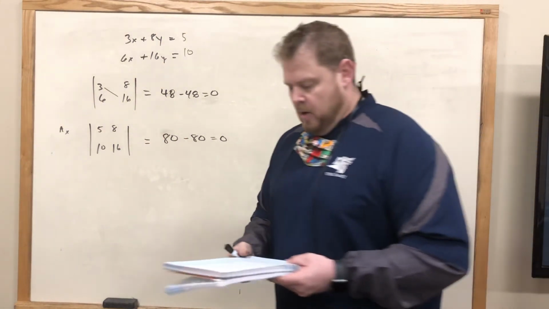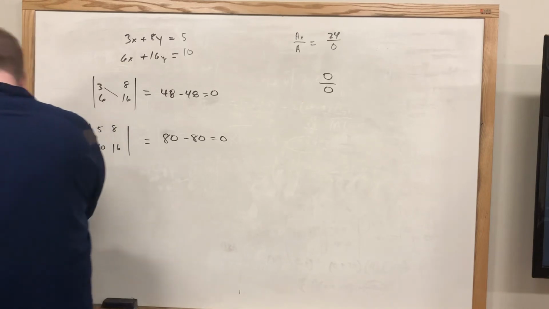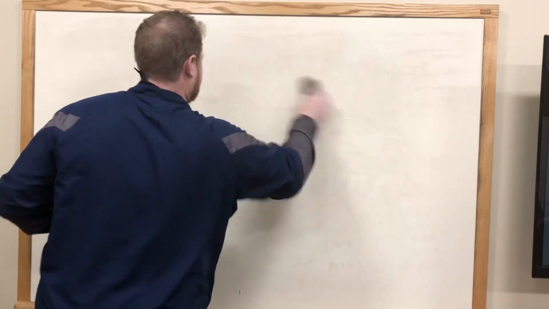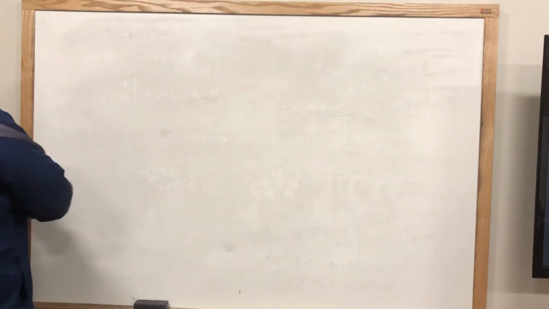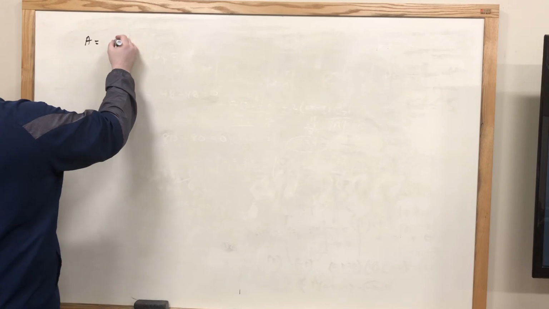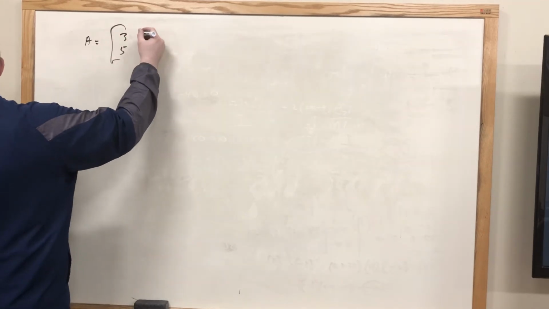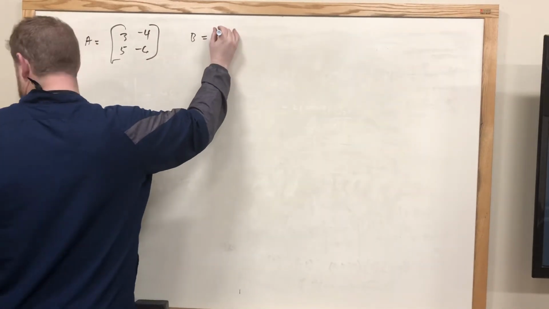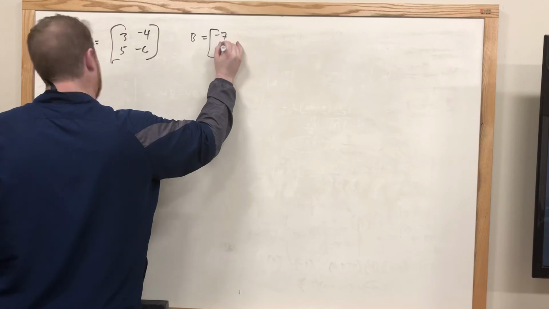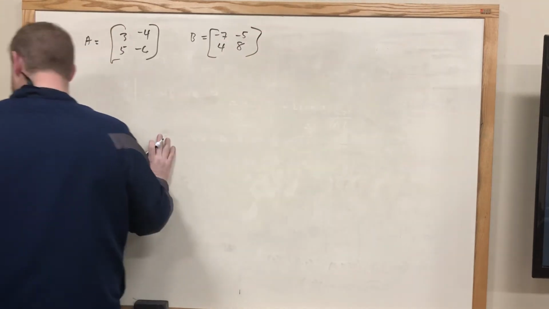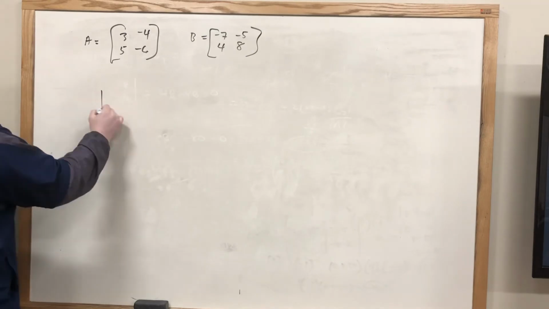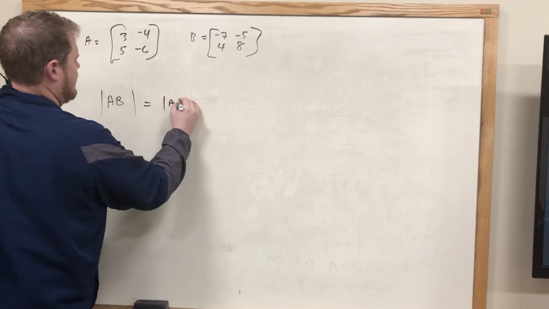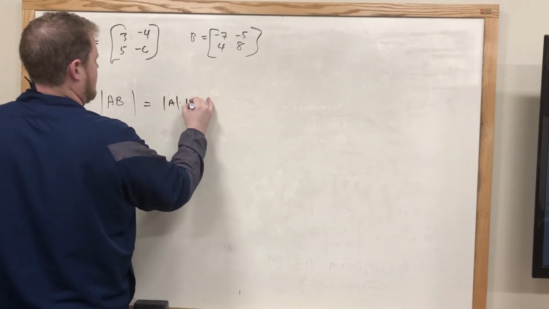So let's do one more example, and then I'll let you work on your homework, all right? Okay, so here we go. If they give you A, and it says 3, 5, negative 4, negative 6. They give you B, which is equal to negative 7, 4, negative 5, and 8. And it says show that the determinant of AB is equal to the determinant of A times the determinant of B.